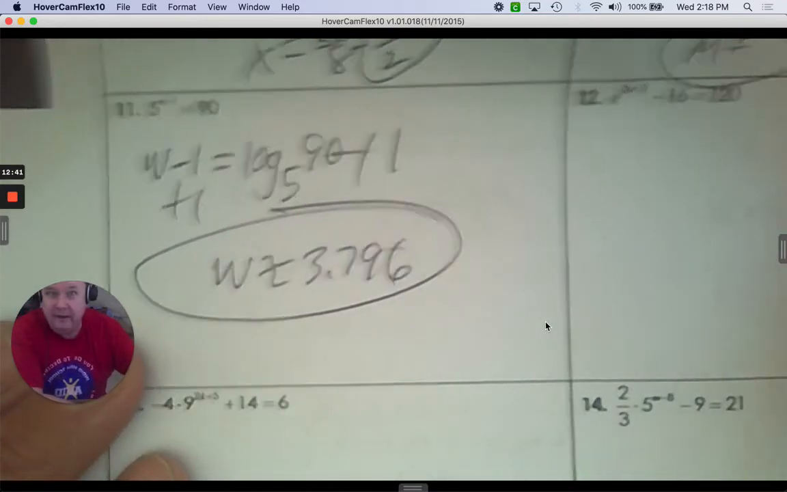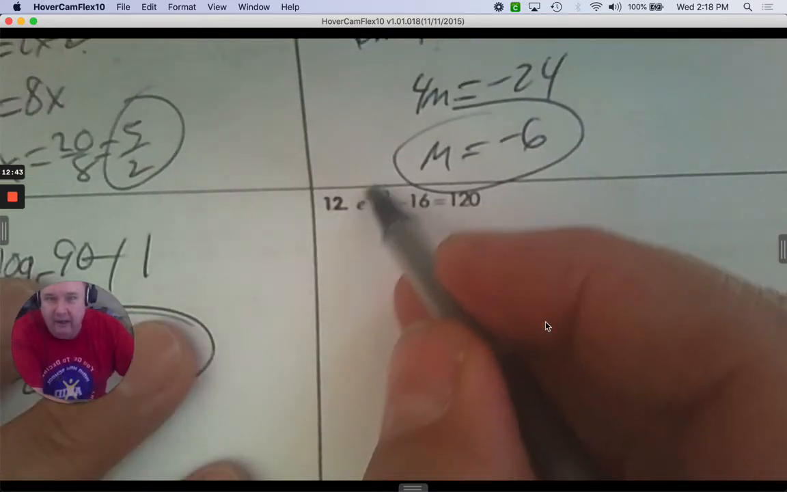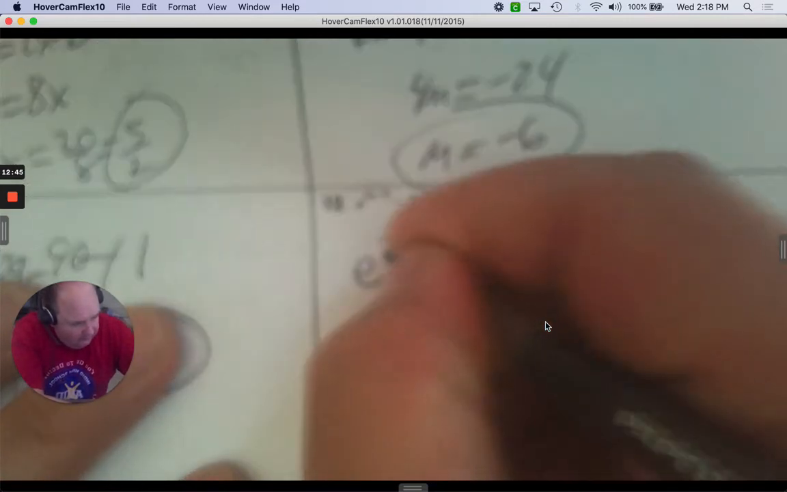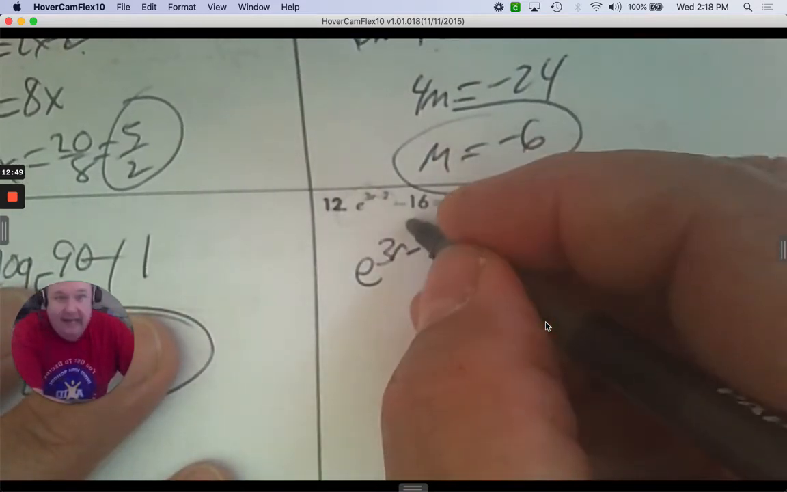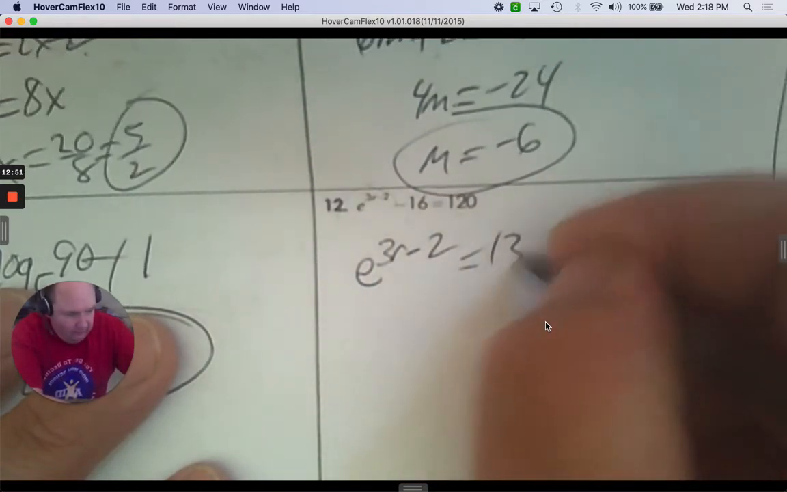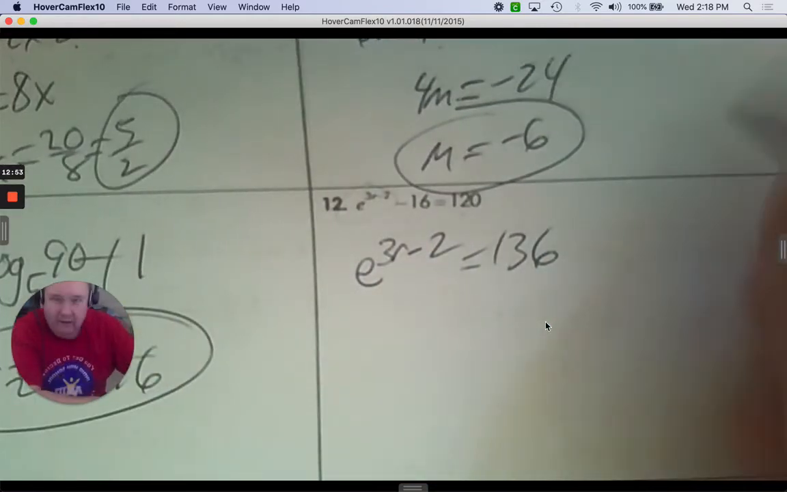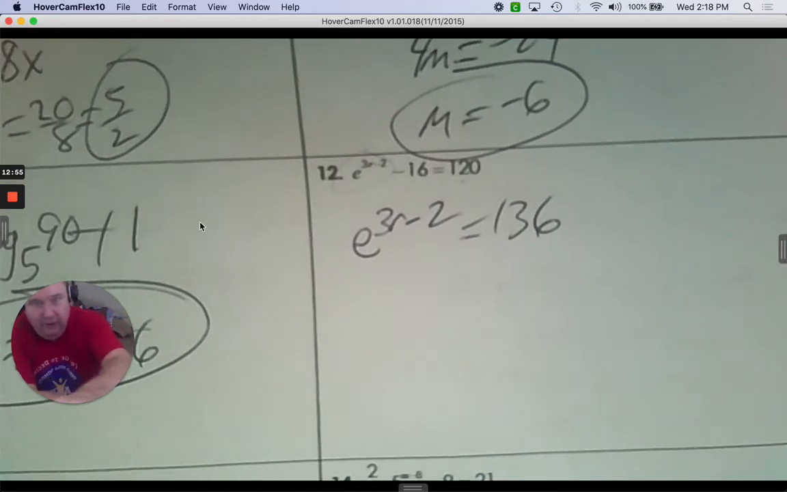All right, let's try that again. Number 12. I want to isolate the exponential. So it's e to the 3r subtract 2. I'm going to add 16 to get to the other side. That's 136. To solve this, we're going to write it as a logarithm.